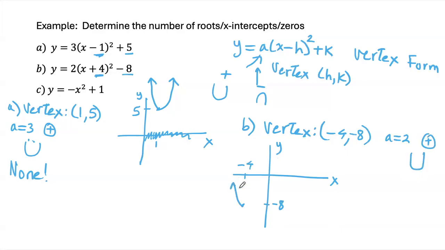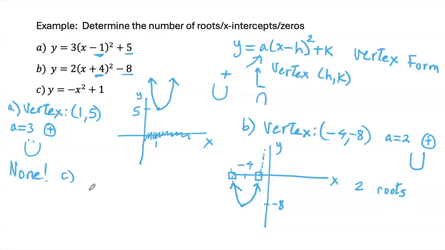So this is a rough sketch of this parabola. And ask yourself, how many times will this graph cross the x-axis? You can imagine if I continue drawing these arrows, there would be 2 x-intercept points. The graph will cross the x-axis at 2 points. So we have 2 roots, 2 x-intercepts, 2 zeros. Let's look at example C.